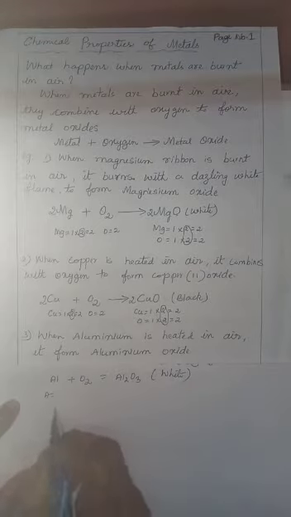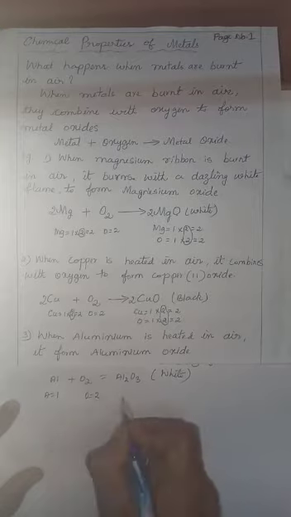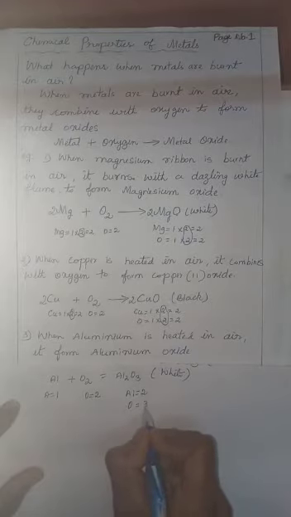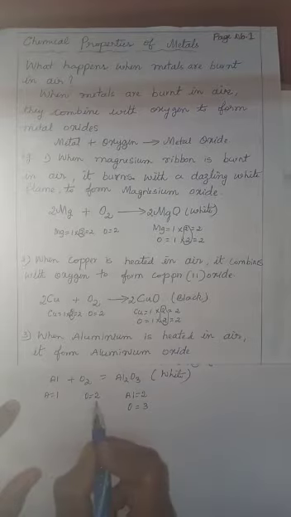Now let us balance this equation. Aluminium, 1 atom of aluminium. Oxygen, 2 atoms of oxygen. Here aluminium, 2 atoms of aluminium. Oxygen, 3 atoms of oxygen. Now oxygen 2 atoms, here 3.